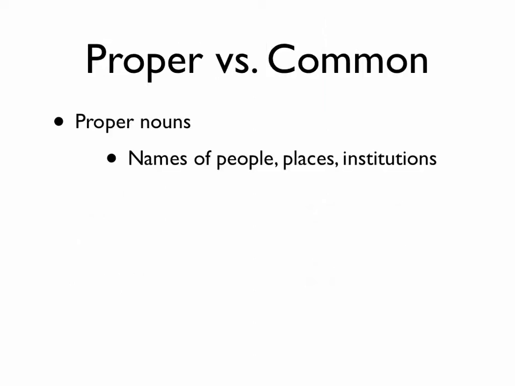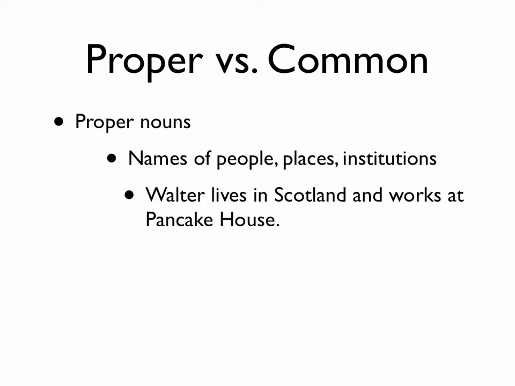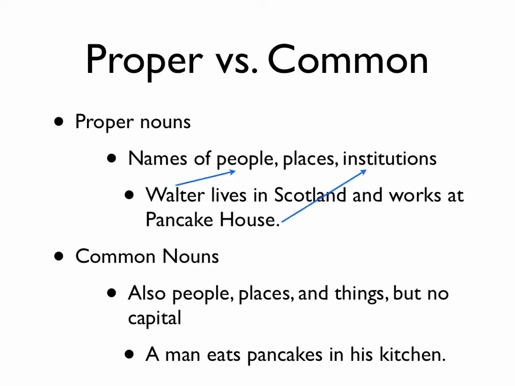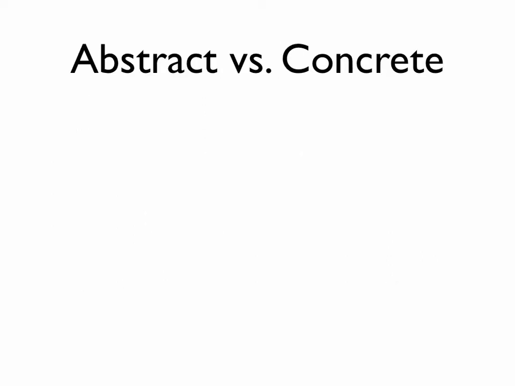Proper versus common. Proper nouns are names of people, places, and institutions. Here's a sentence: Walter lives in Scotland and works at Pancake House. Here's one with common nouns, which are also people, places, and things, but there is no capital. A man eats pancakes in his kitchen. So Walter is a person, Scotland is a place, and Pancake House is an institution. Then below you have man, that's going to go under people, pancakes is going to go under thing, and kitchen is going to go under a place.